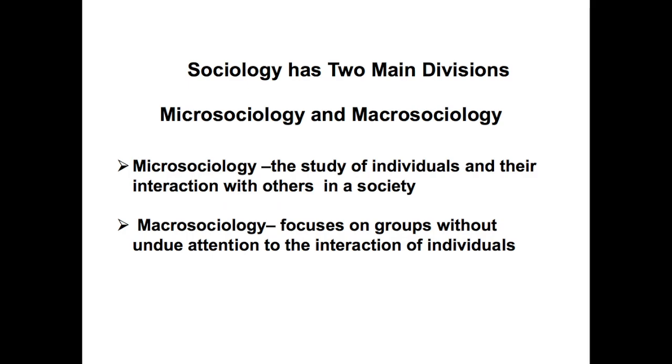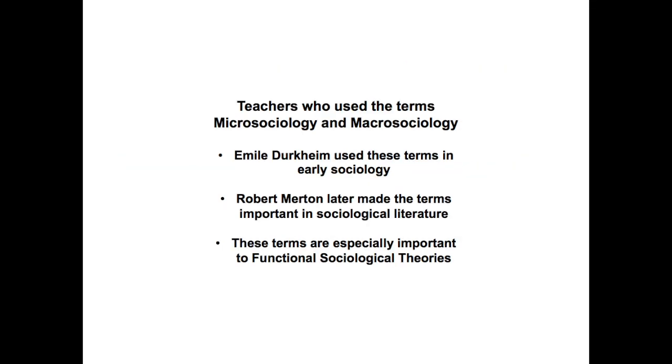What happens within groups? Emil Durkheim, as we see on the next slide, used these two terms very early in the history of sociology, but it was Robert Merton who in later years made these really important in sociological literature. The terms micro and macro sociology are very important in functional sociological theories. However, I would want you to know that the sociological theory symbolic interaction is a micro-sociology approach.